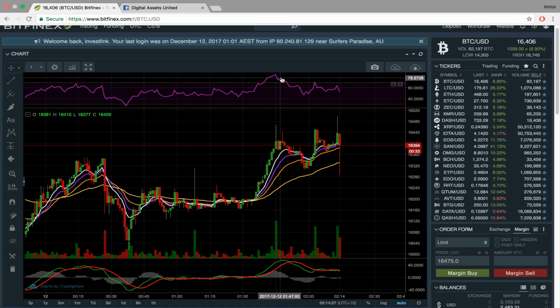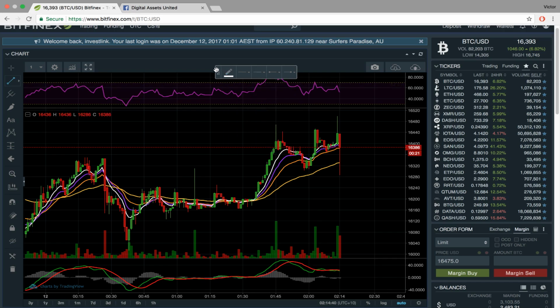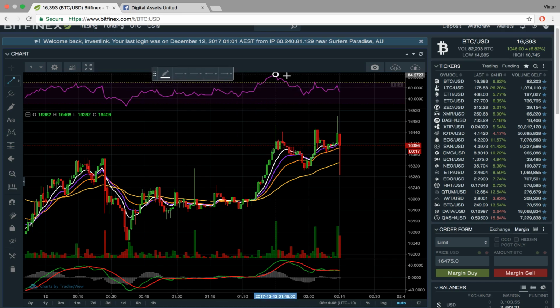It was quite overbought here, and even though the price was going up, if we get our little marker tool, and I'll make it white, why not? The price is falling on the RSI.